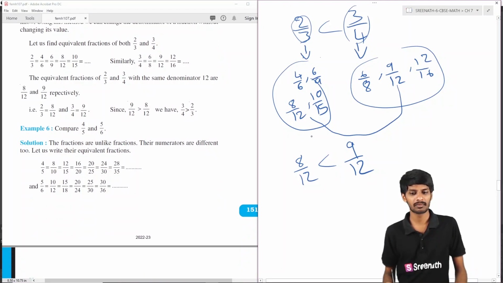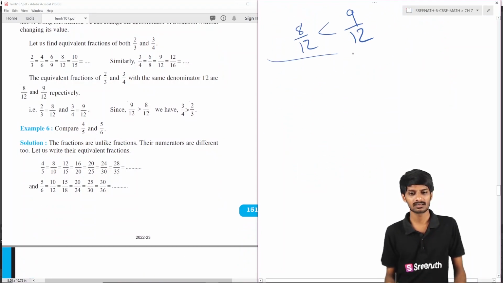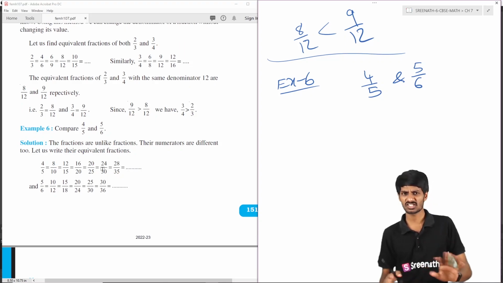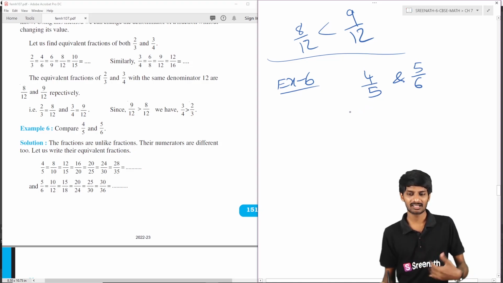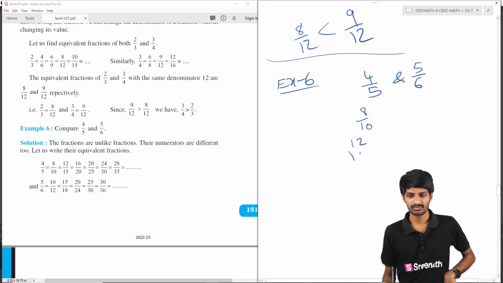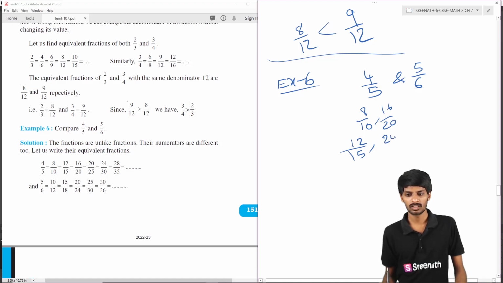Compare 4 by 5 and 5 by 6. How will you do this task, students? Example 6, 4 by 5 and 5 by 6. The fractions are unlike fractions here. Numerator and denominator are different. So what do we have to do? We have to write equivalent fractions for 4 by 5: 8 by 10, 12 by 15, 16 by 20, 20 by 25. All these are the equivalent fractions.